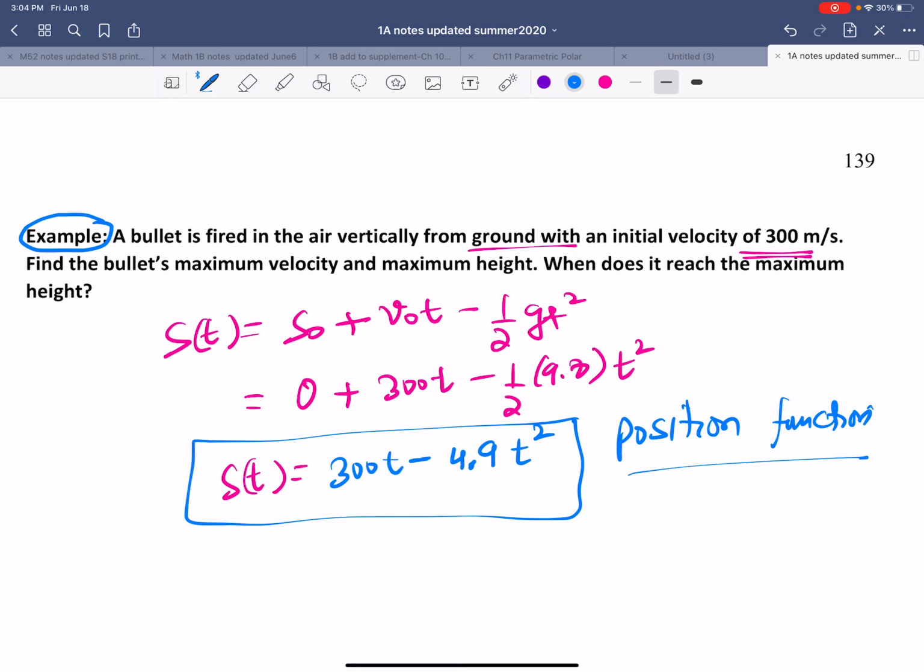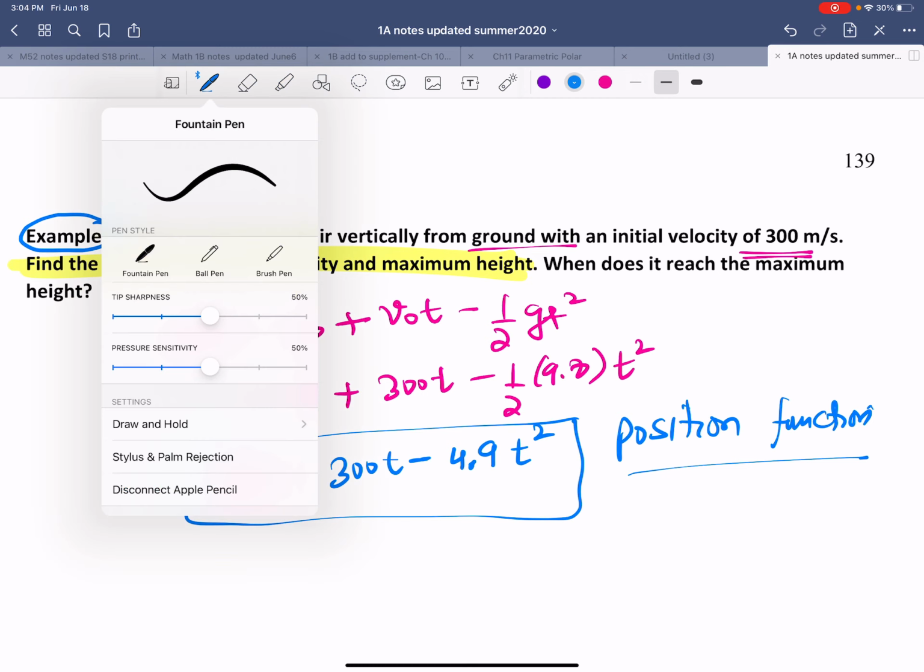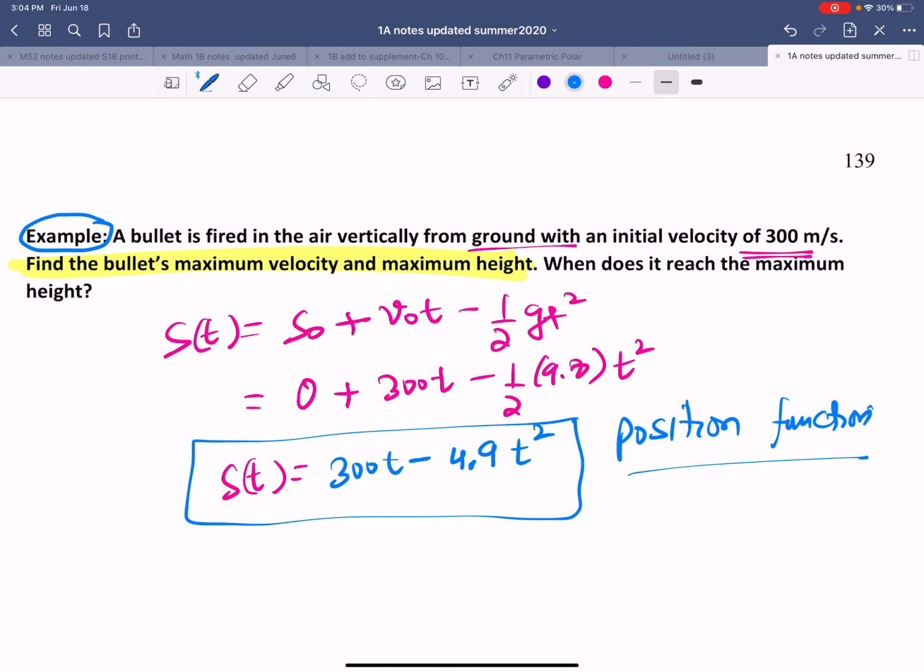So what are we trying to find here? Find the bullet's maximum velocity and maximum height. So what's the maximum velocity and what's the maximum height? Let's first talk about maximum height. When does a parabola reach the maximum height? If I throw a bullet in the air, it's going up for some time, and then eventually it's going to start coming down. It is going to have the maximum height at this point.